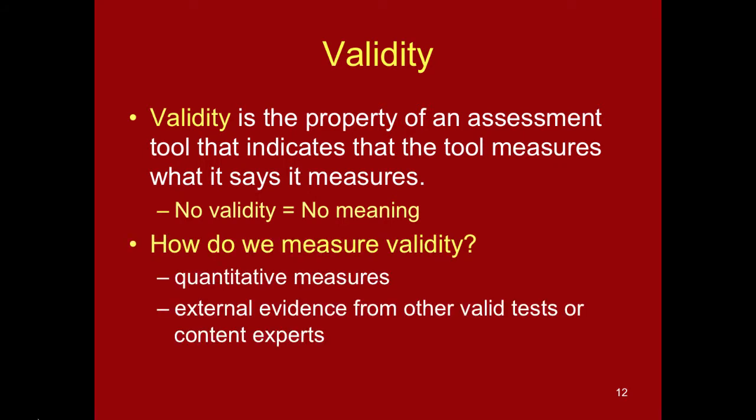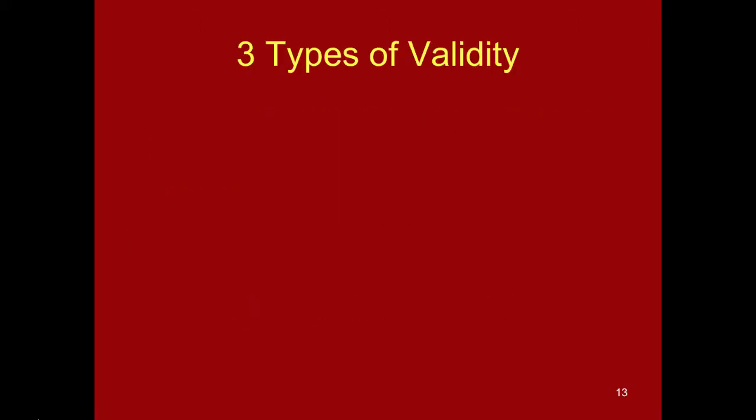So how do we measure validity? While there are quantitative measures of validity, for the purposes of this course, we are more concerned with the external evidence that exists, such as comparing a test with other similar tests that have already been validated, or ensuring that what is being assessed is aligned with activities that were used to teach the content of the test. There are three types of validity: content validity, criterion validity, and construct validity.